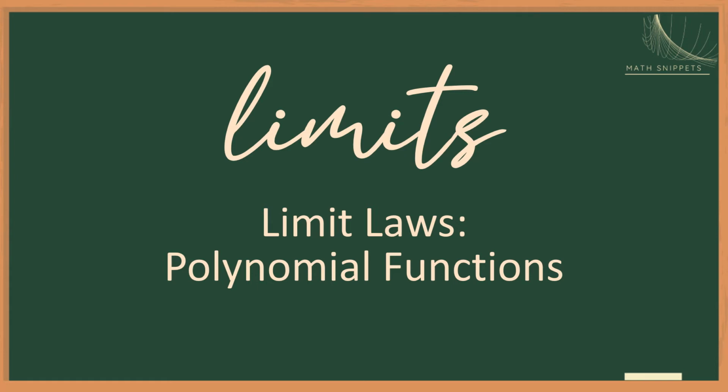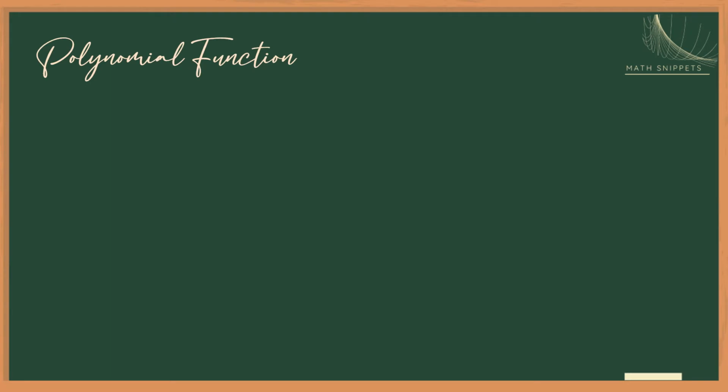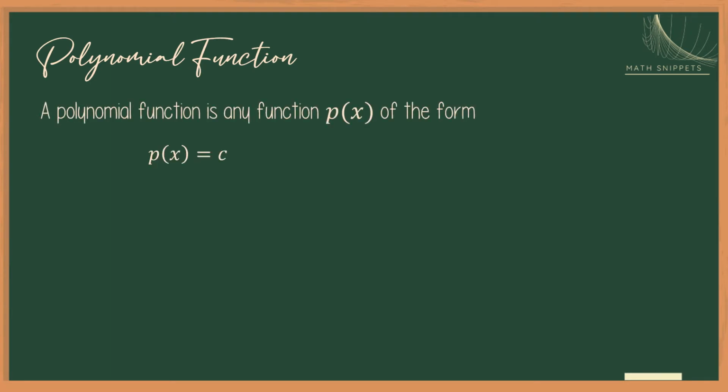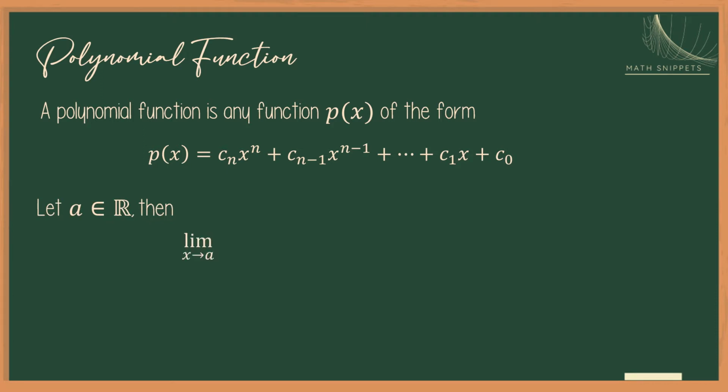This time we'll learn about the limit of a polynomial function. A polynomial function is any function of the form p of x equals c sub n x raised to n plus c sub n minus 1 x raised to n minus 1 down until c sub 1 x plus c sub 0. Let a be any real number, then the limit of p of x as x approaches a is just equal to p of a.